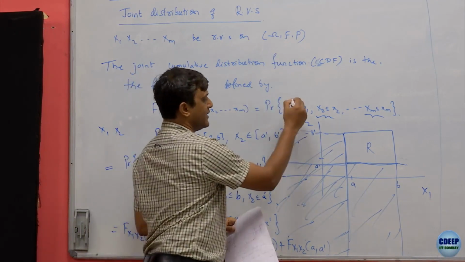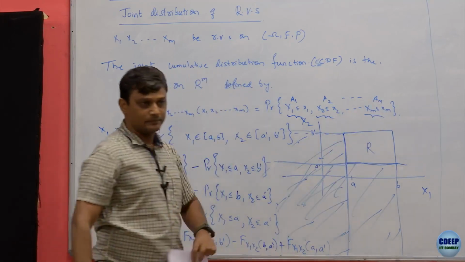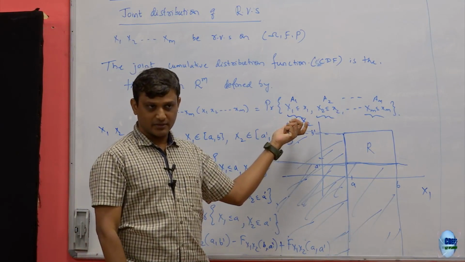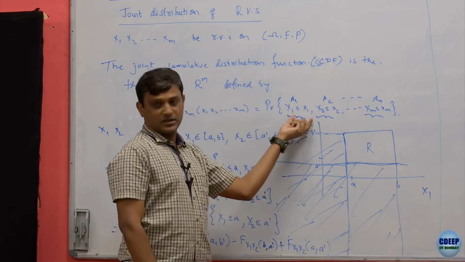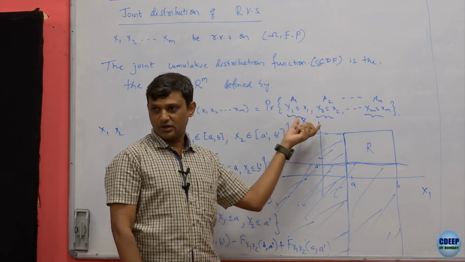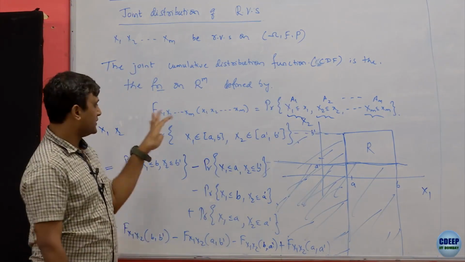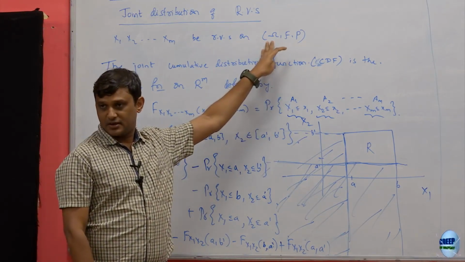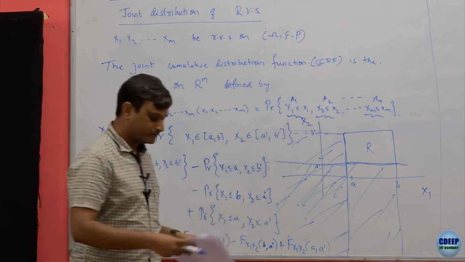So let us call this event A1, and this some event, and so on. I am basically asking for the probability that all these events happen, and this probability is going to define the joint event. To define that, I really do not need to care about what kind of random variable I am dealing with. This is simply a definition. Once I have this probability space, all I need is this probability to define this event.